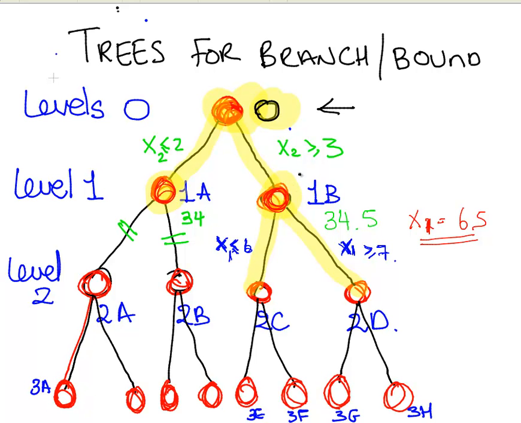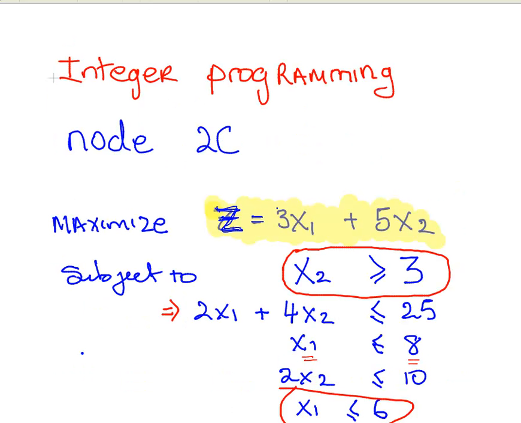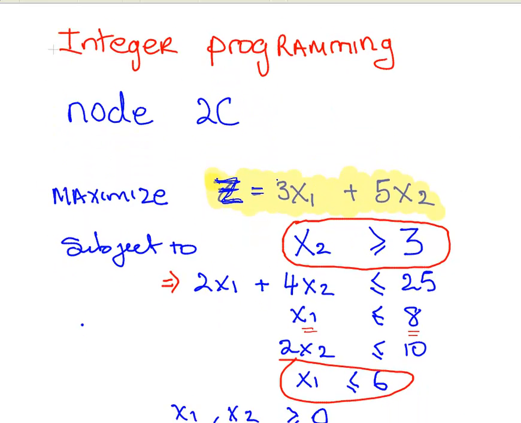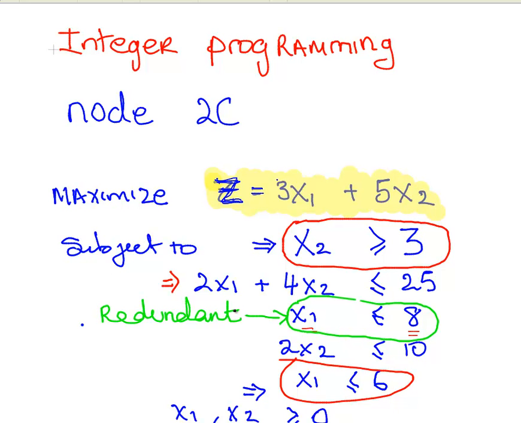Okay, node 2C. Essentially, from earlier on we imposed this additional constraint, and now we're imposing this constraint as well: X1 is less than or equal to 6. Just as a remark, you might notice that this constraint here is now redundant. Don't need that one anymore. All the other constraints are applied that we have.